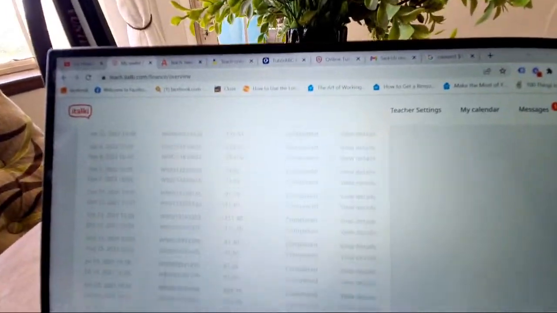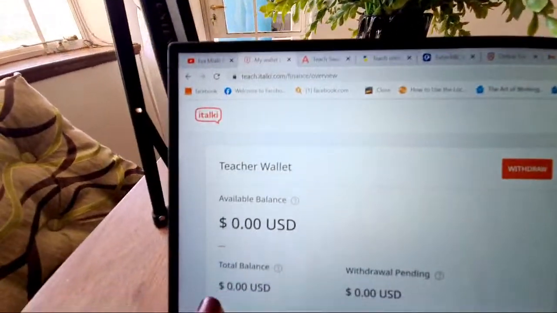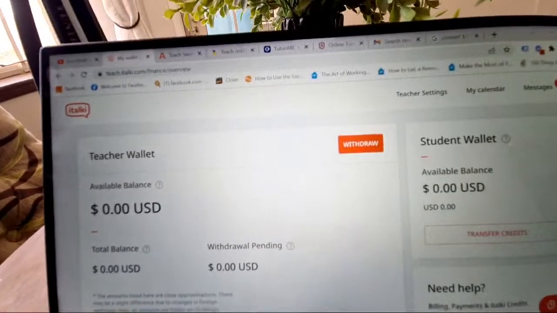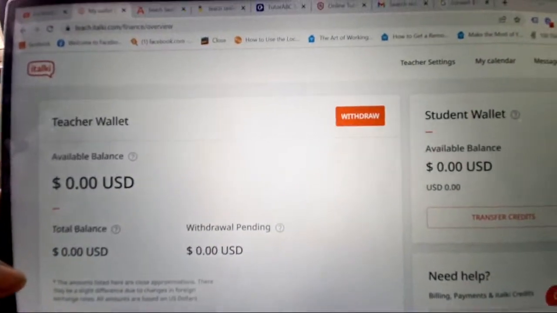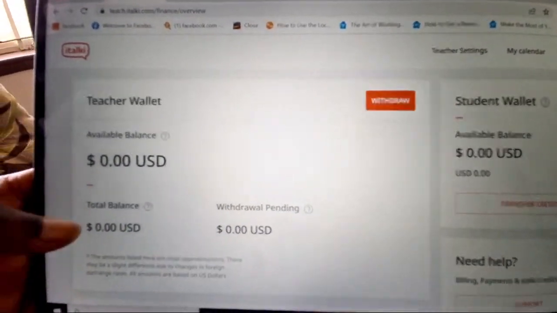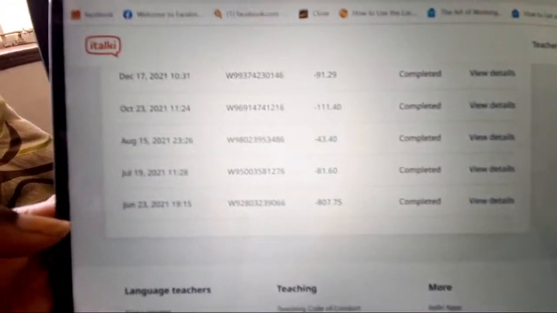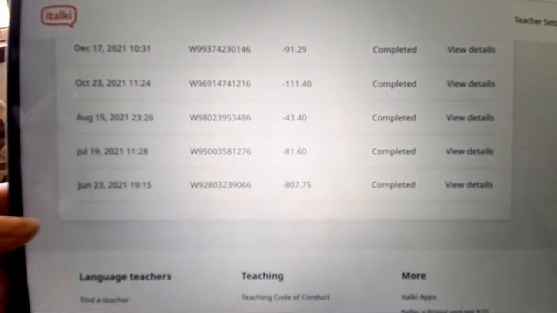So let me just take you to the back end of the website that I use. So right here, this is the website that I use. I use Italki.com. That's my website. You can see right now there's no money. This is my student wallet, it has zero balance, and my teacher wallet has zero balance because I've withdrawn all of it. And this is the money I have earned so far.